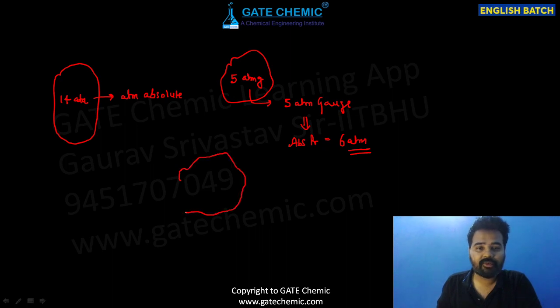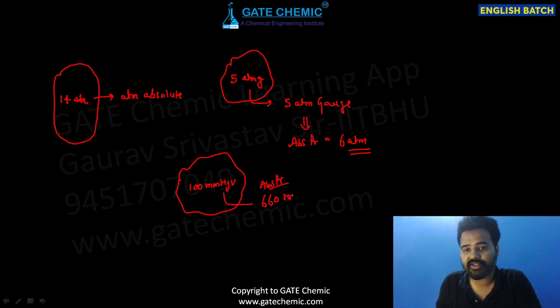Similarly, you can find one tank where they write 100 mmHgV. What is represented by this V? Same to same. It will tell you that it is 100 mmHg below the atm. So here absolute pressure will be 660 mmHg. And one more thing: vacuum pressure can't be negative.